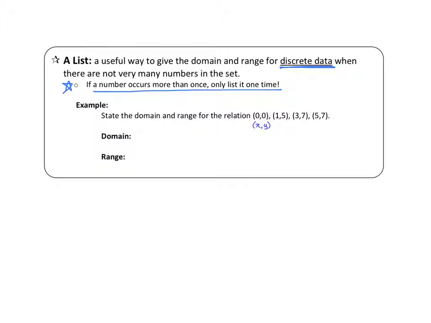In the example here, we have a relation of 4 coordinates, 4 points. The domain is all of the x values included in this relation. So when we're writing it as a list, we write a curly bracket, then all the x values listed with commas in between. So 0, 1, 3, 5. And then we close it with a curly bracket. That's the domain. The range is all the y values.